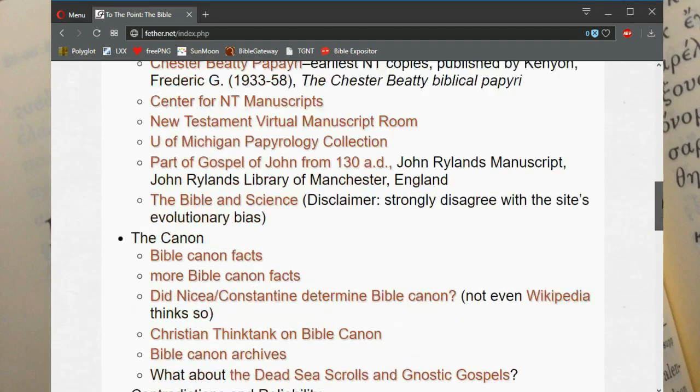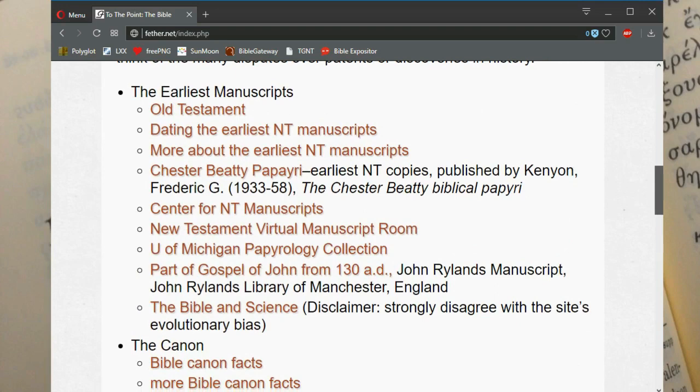So we have, first of all, the early manuscripts, as you can see here on the screen. You can see in the one link here, parts of the Gospel of John from 130 AD, which is phenomenal in terms of ancient text, to have documents, or extant manuscripts they call them, from so short a time from the time of the original writing.